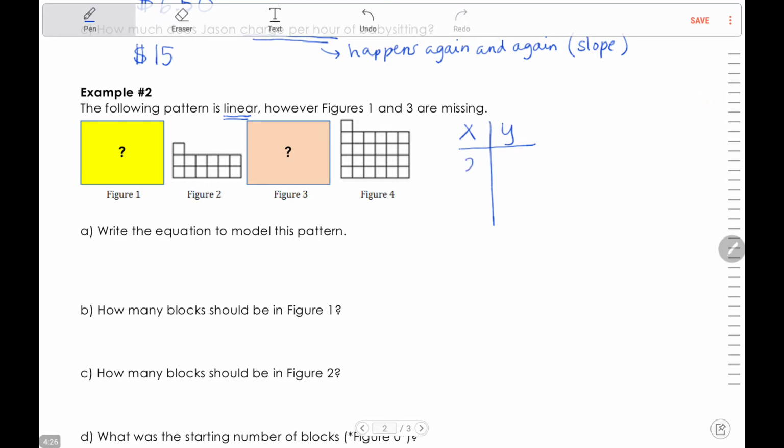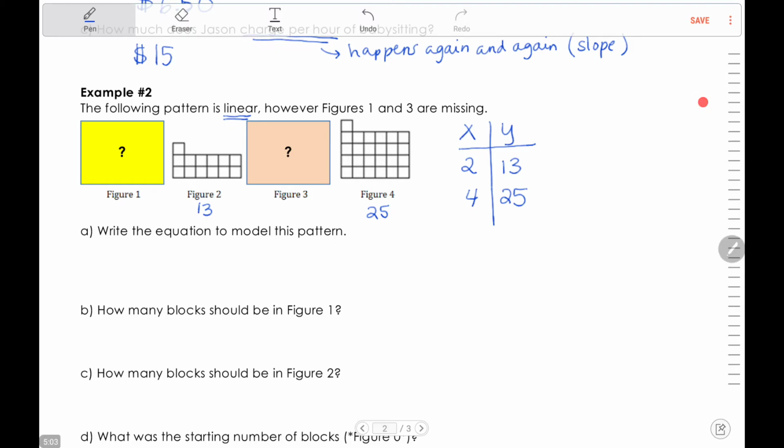2. So in figure 2, which is an X, how many boxes are there? So 1, 2, 3, 4, 5, 6, 7, 8, 9, 10, 11, 12, 13. So figure 2, there's 13 boxes. So that coordinate is 2, 13. Figure 4, let's see, 1, 2, 3, 4, 5, 6. That's 6 in a row, 6, 12, 18, 24, 25. The next coordinate is 4, 25. So that tells me what to put in my table, 2, 13 and 4, 25.